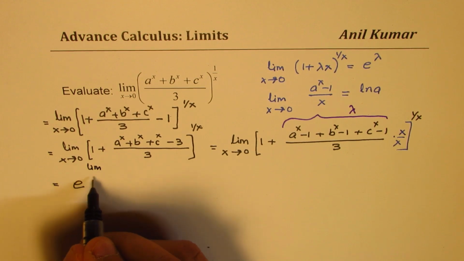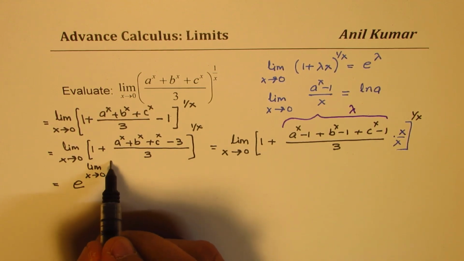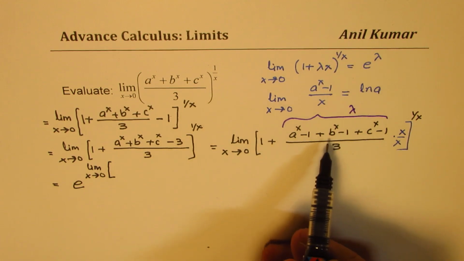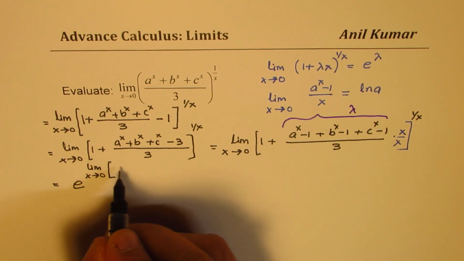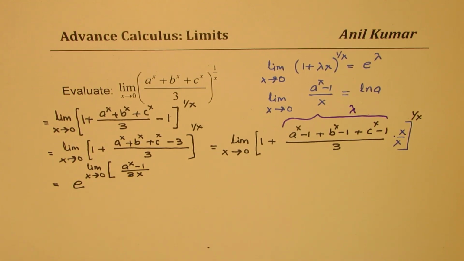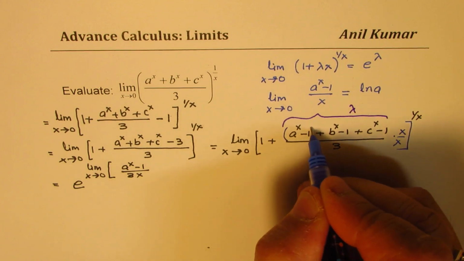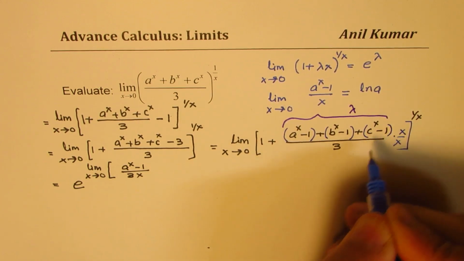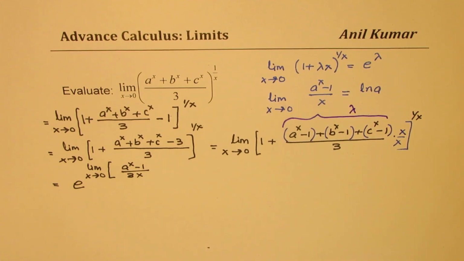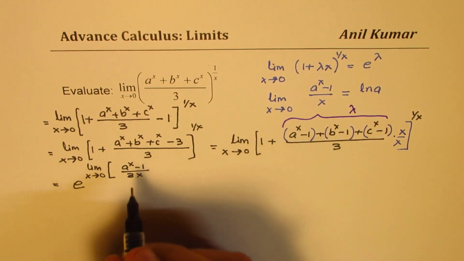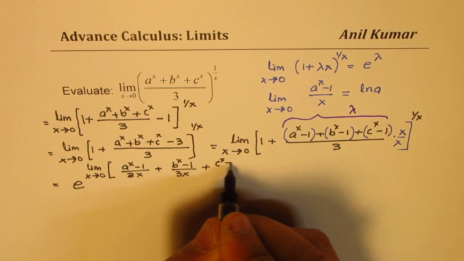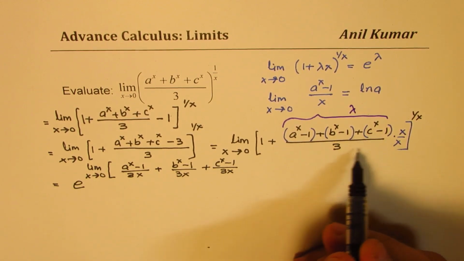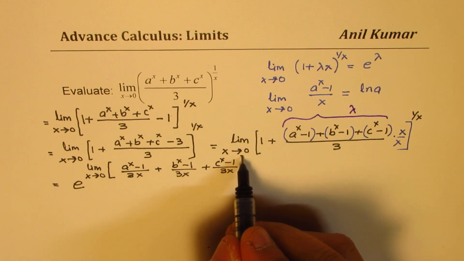Let me write down the limit x approaches 0 for lambda, which is all this, right? So we have here a to the power of x minus 1 over 3x. So think like this. These are three terms. So I'll write them separately, and then we'll use this particular formula to get the result, right? I hope you see the direction in which we are moving. So we have b to the power of x minus 1 over 3x plus c to the power of x minus 1 over 3x, correct? So this x I've shifted here, and so we get this particular form.